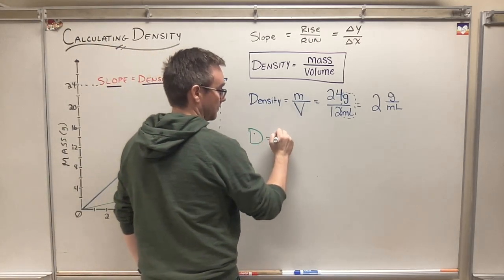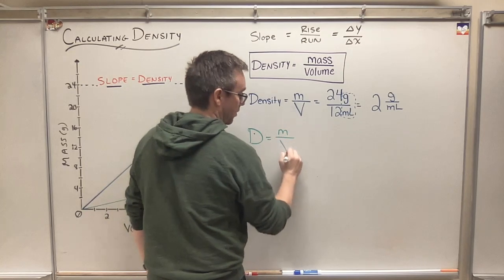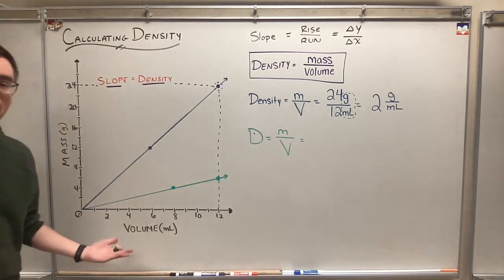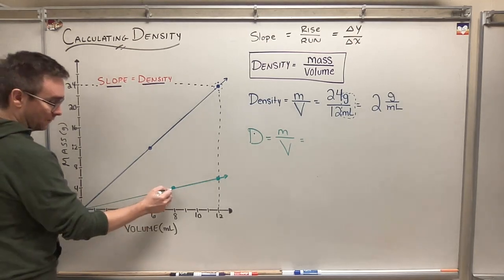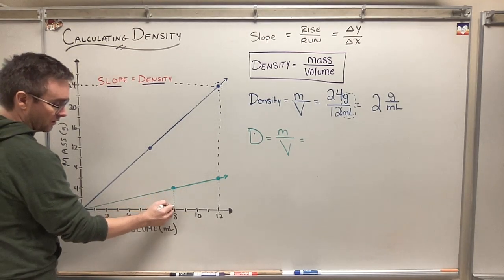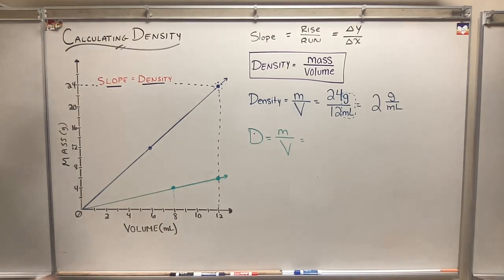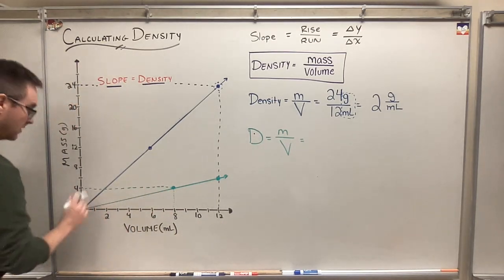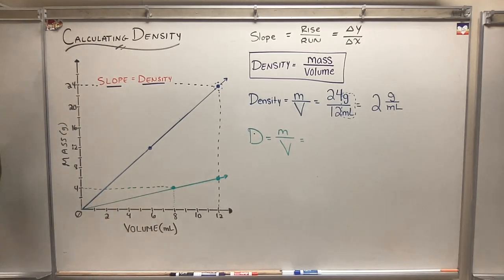Density is equal to mass, little m, divided by volume, big V. I just have to pick a point. It shouldn't matter what point I pick. I'm going to pick this one right here. And it goes down to the 8, over to the 4. All right.